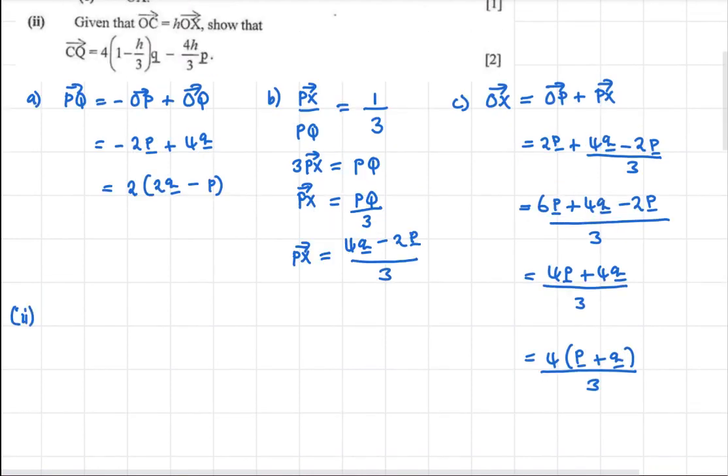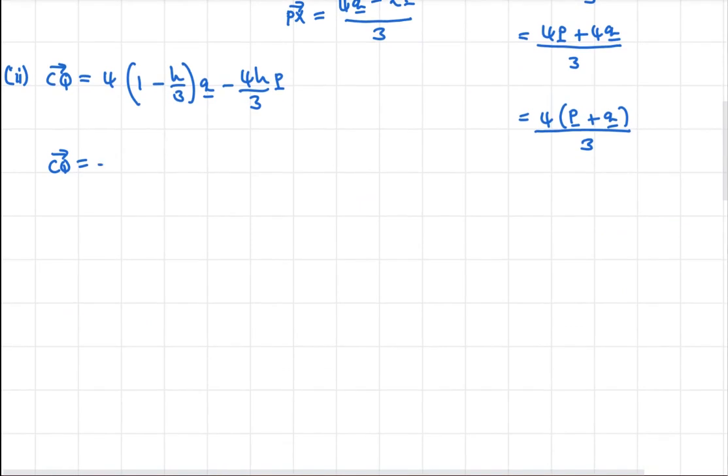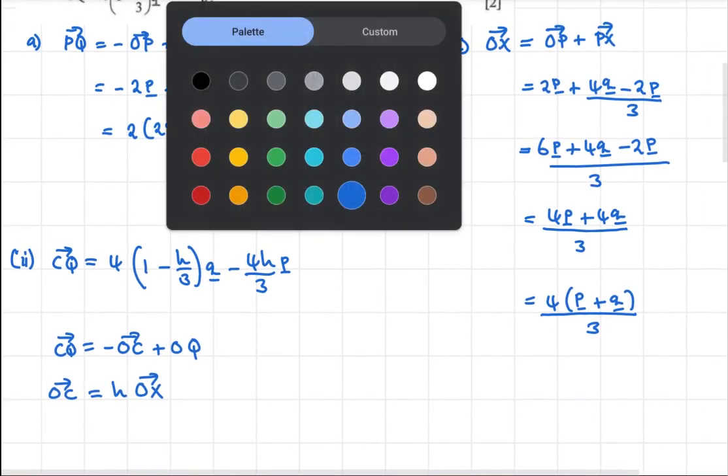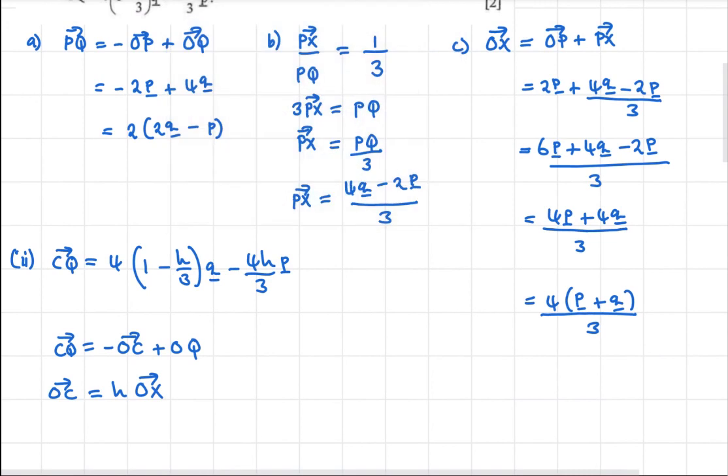In the second part, we are requested to show that CQ is equal to 4, open the brackets, 1 minus h over 3, then vector Q, minus 4h vector P, everything here over 3. So from C to Q, I'll have negative OC plus OQ. Now, OC has been given to say it is h of OX. We already have the vector OX, we found it. Let me show you. This is the vector OX, or this format, but we are going to go with this format there. Okay, so let's get OX there.